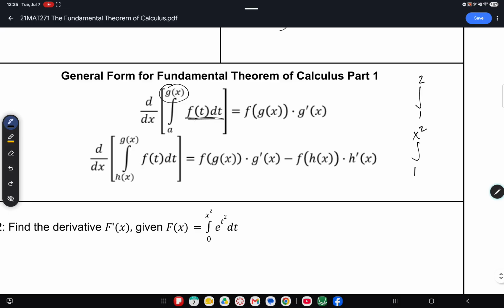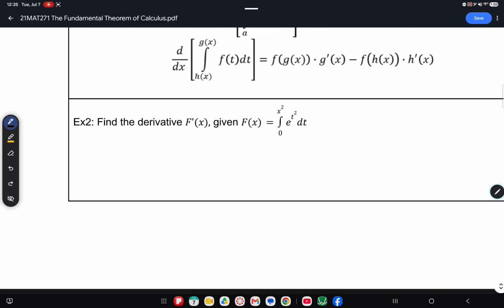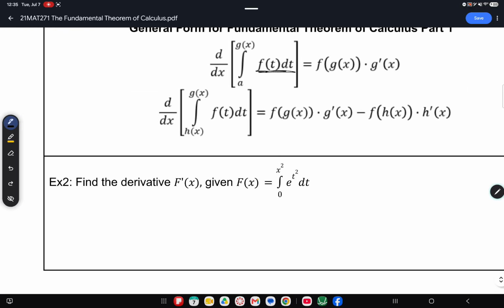So instead of f of t dt, we'll evaluate it, right? And we'll get f of whatever that function is. So if I'm doing x squared, f of x squared, but I have to incorporate the derivative of that function. So I'd have to multiply that by 2x. Right? And the same works as if both bounds are functions. We just have to account for both of those derivatives of those functions. So we'll just do one example here, right?